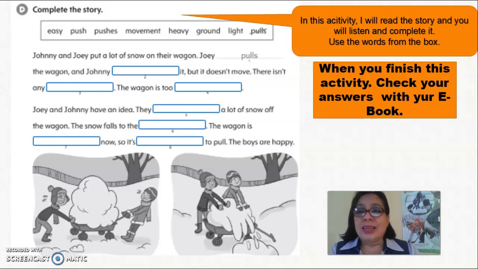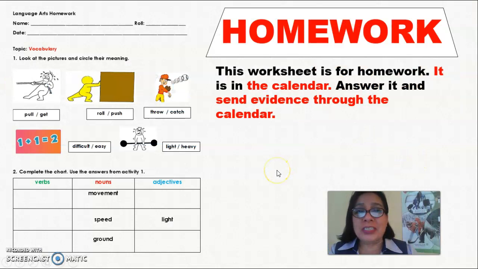Okay, complete the activity, and when you finish, please, you can check your answers with your e-book, okay? Or you can listen to me again and again until you write the answers, okay? Good, let's continue. Now it's time for homework. This is your homework and it says this worksheet is for homework. It is in the calendar. Answer it and send evidence through the calendar, please.